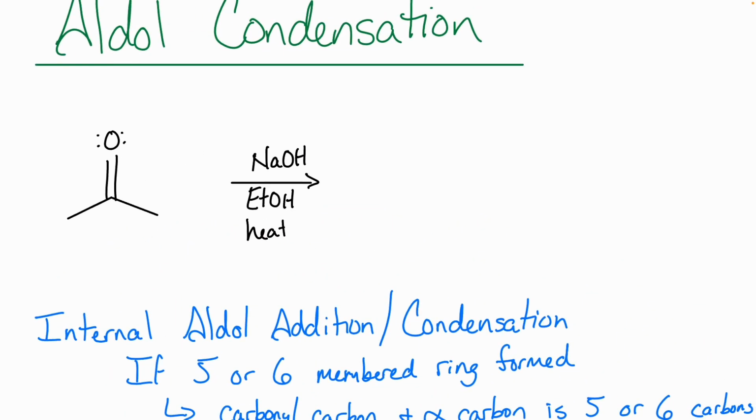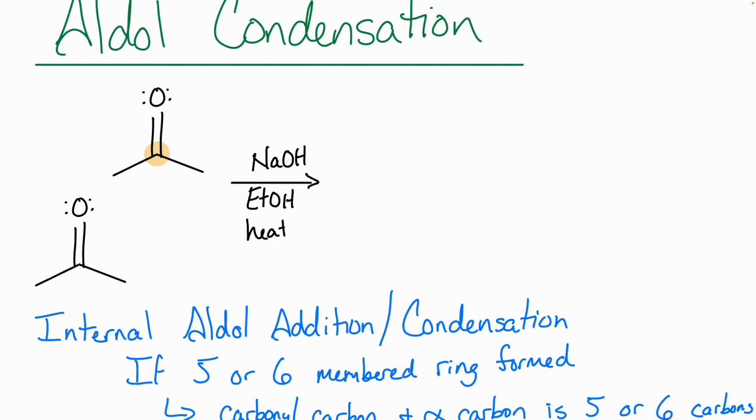All right, so when we're doing our aldol addition and condensations, it's helpful to make a copy of our aldehyde or ketone because we want to remind ourselves that one of these is going to play the role of the electrophile at that carbonyl carbon, and the other one is going to play the role of the nucleophile at that alpha carbon. And that nucleophile is going to attack that electrophile, forming our new carbon-carbon bond.